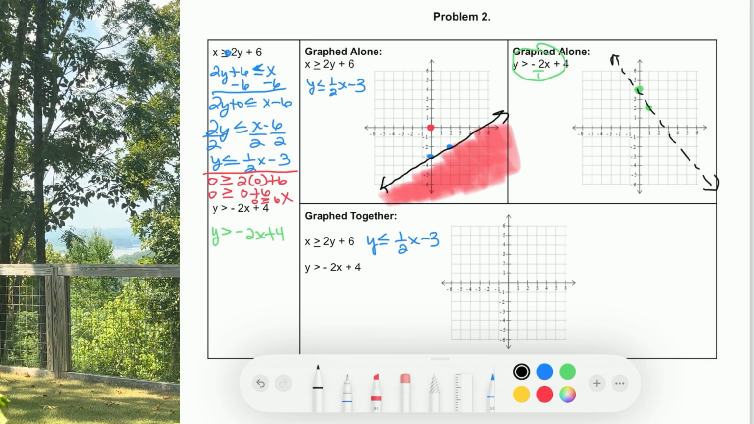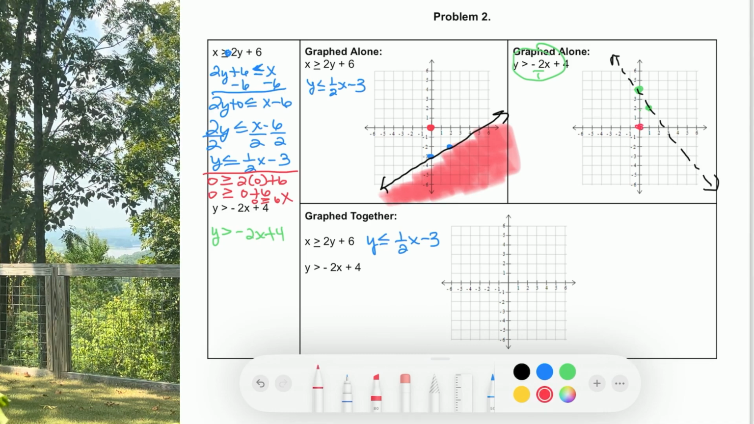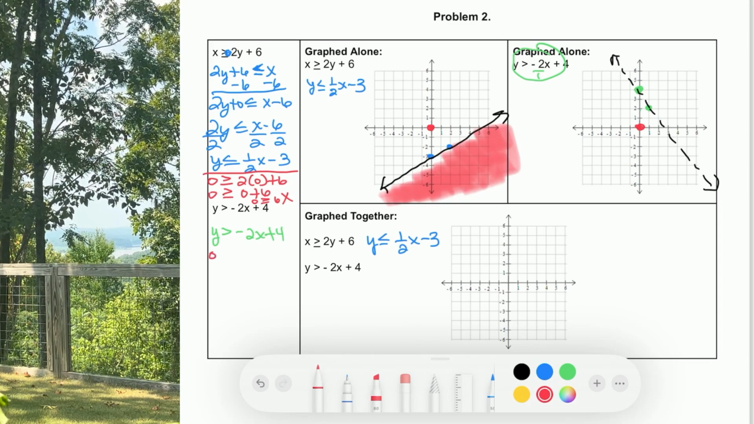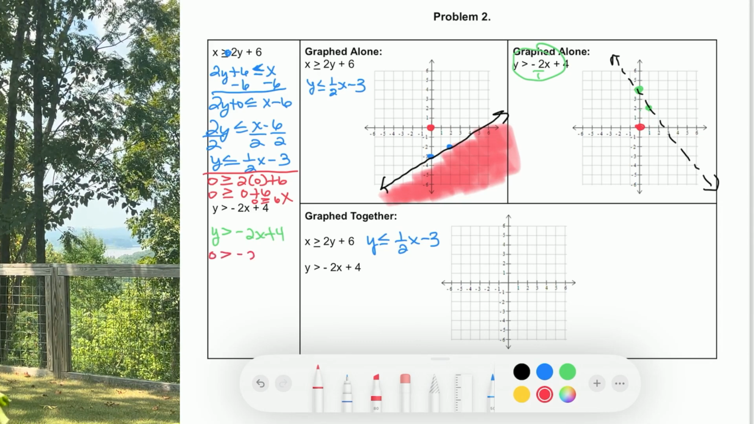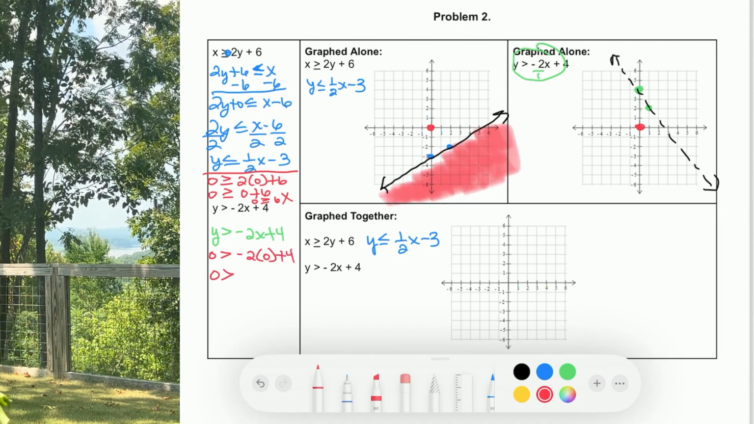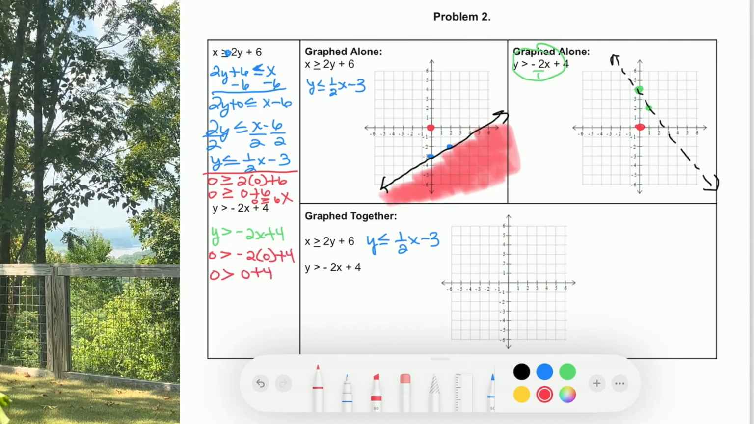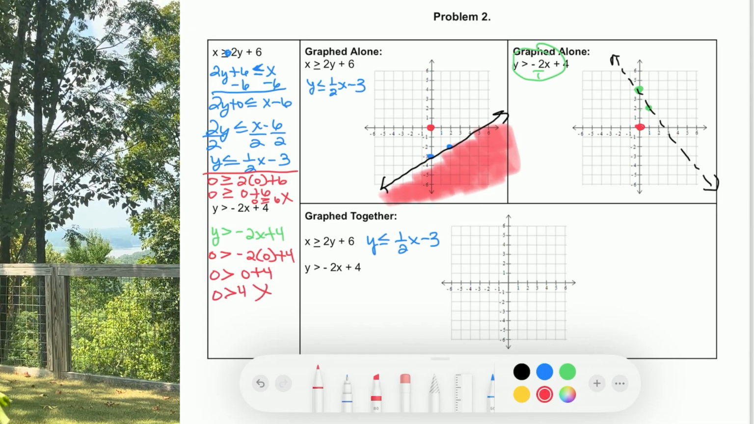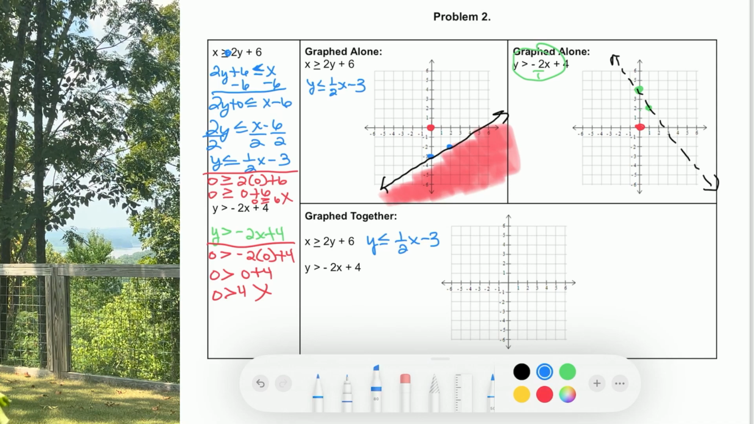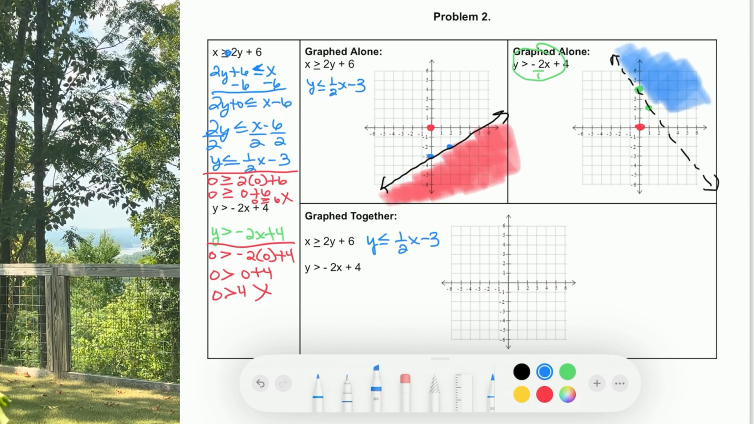And now I'm going to use the origin to find where my shading will go. So I get 0 is greater than -2 times 0 plus 4. 0 plus 4. So 0 is greater than 4. Nope, that's not true. So that tells me my shading is going to go on the other side. So it's going to be right here.